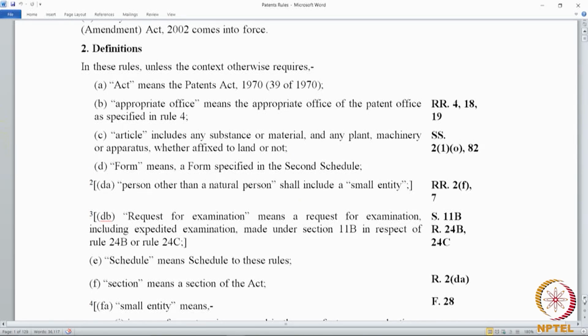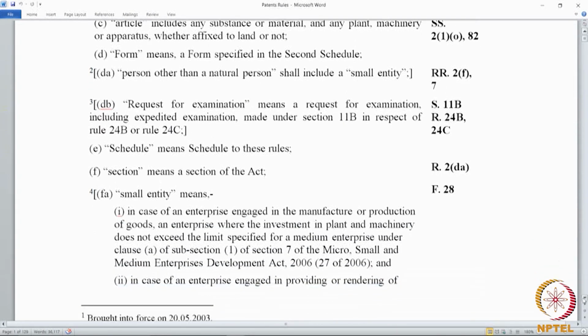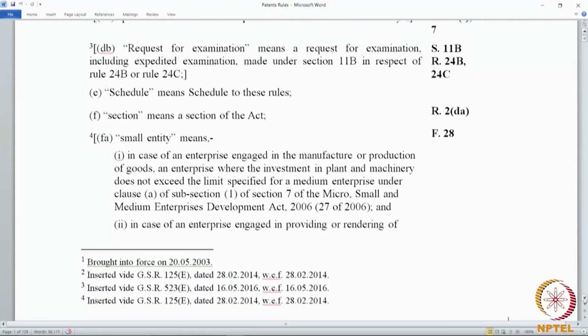Then you have other definitions like schedule. What does a schedule mean? Section means a section of the act. Then small entity. Now, small entity was a definition that was introduced recently. It was introduced in 2014. You have the definition of small entity, which has a cross reference to the Micro, Small and Medium Enterprises Development Act of 2006. Again, the third type of definition where there is a reference to another act, an external act of the Parliament.